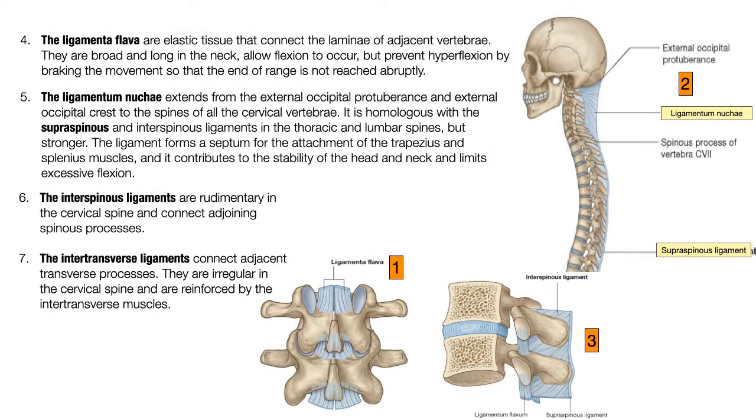All right, more ligaments. Here we have in figure 1 what we call ligamenta flava. These connect to adjacent lamina in the posterior aspect of the vertebra. These are elastic and allow for flexion but prevent hyperflexion of the back. Okay, so they are loose until you bend too much.